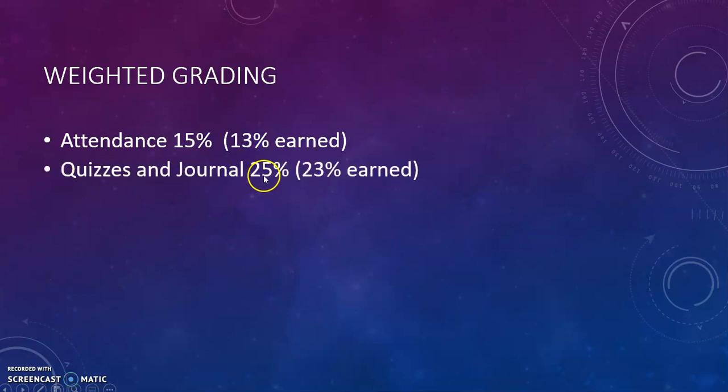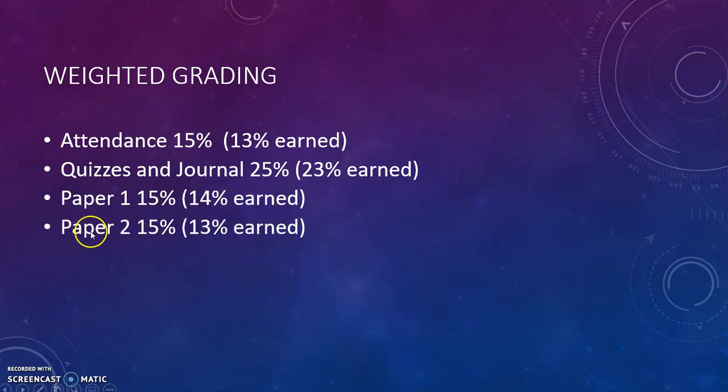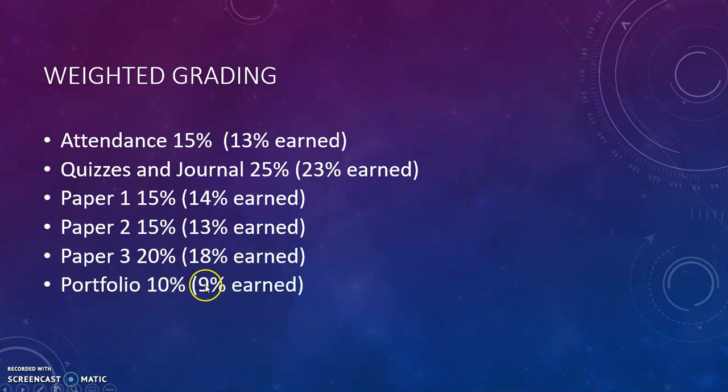On the quizzes and journals, they did pretty well overall, and of the possible 25%, they earned 23%. On paper one, they did really well on all the stuff that went into it, so in that category they earned 14%. Paper two, they did pretty good, 13% out of 15. That's good. Paper three, very good. Again, paper three is worth more than paper two, so that 18% is nice. And the portfolio, again, they did very well.